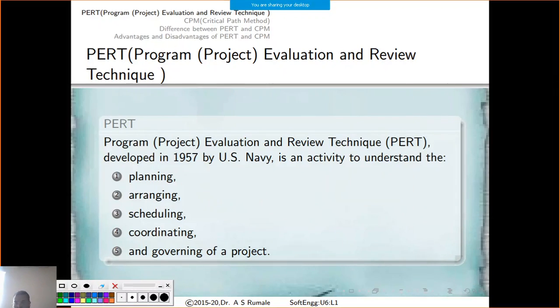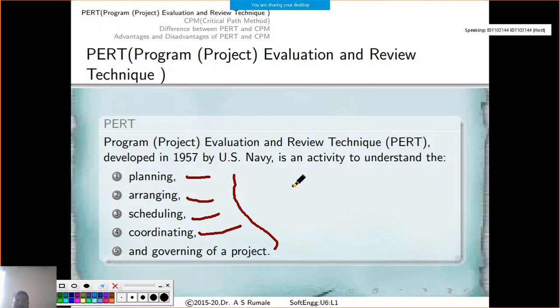So this is project evaluation and review techniques. Here you are having the communication, then you are using the analysis and design. Here you go with the coding. Here you go with the coordinating, meaning the testing. And once you coordinate and do everything, you require to govern all those things. So someone is required to do the governing. Generally these PERT and CPM techniques are called a work breakdown structure.